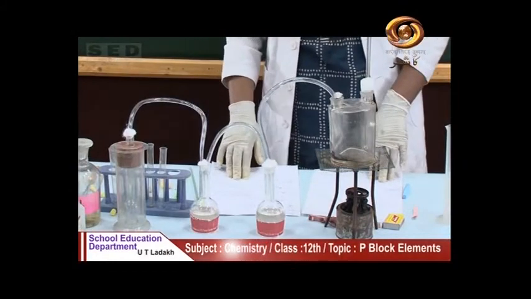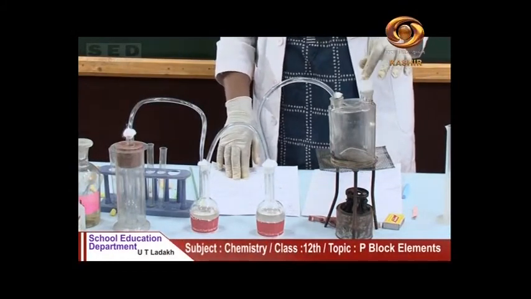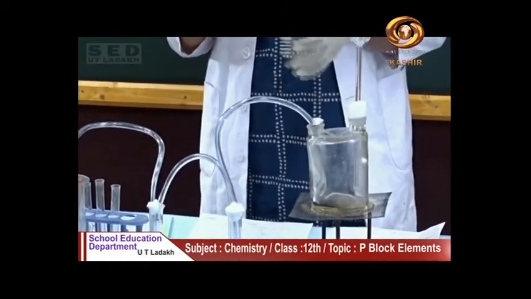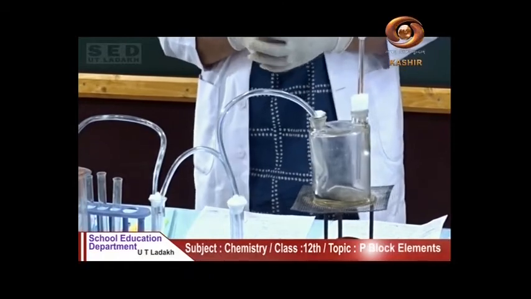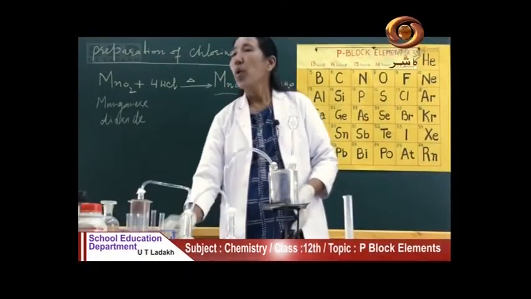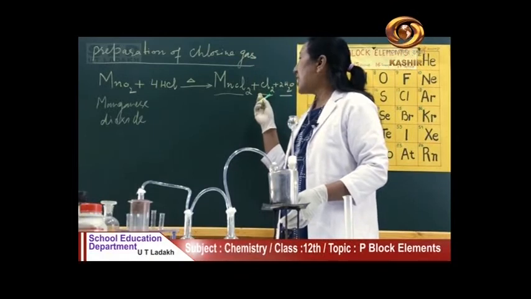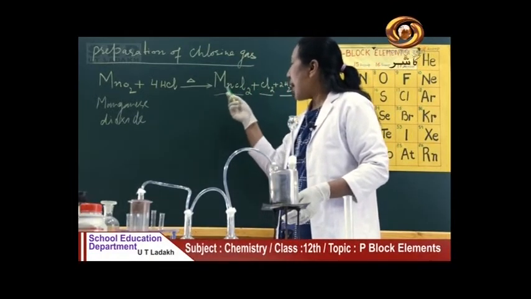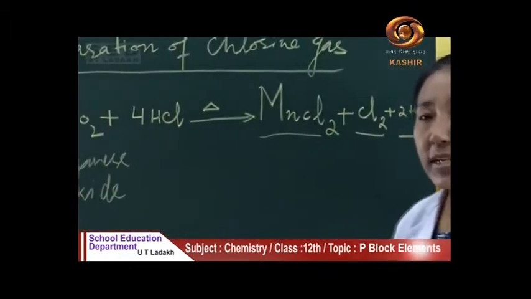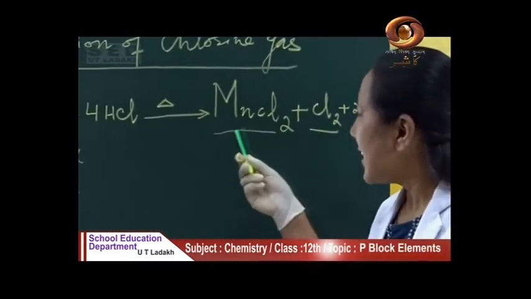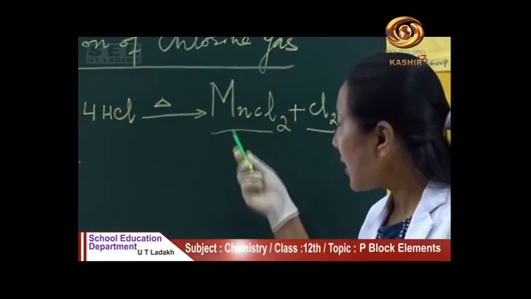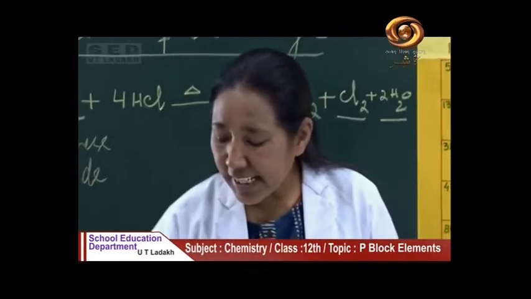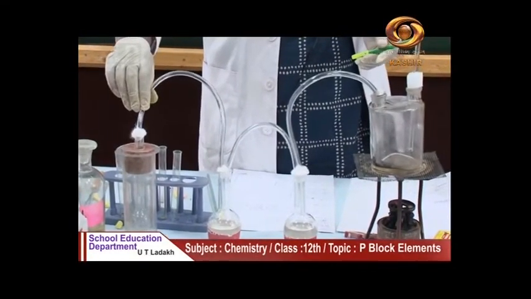By using a cork, the cork is made hollow with the help of a cork borer. After a while, we will get chlorine gas, and as a byproduct, we will get manganese dichloride. Manganese dichloride will be the byproduct, and chlorine gas will be collected in the gas jar.